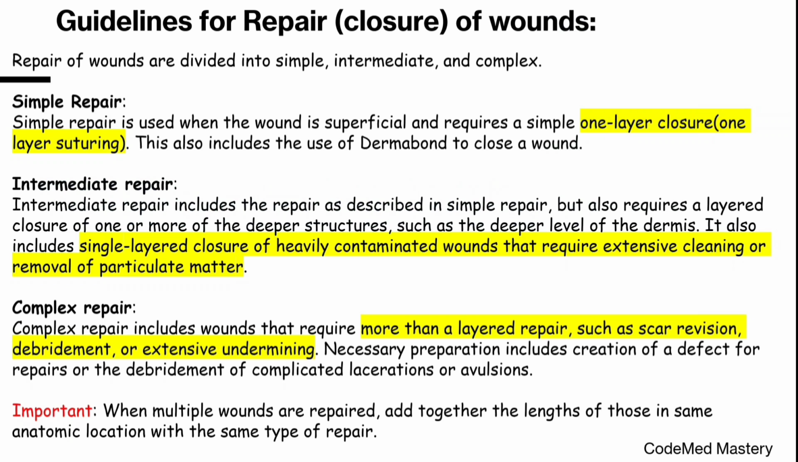Let us see the guidelines for repair, that is closure of wounds. Repair of wounds is divided into simple, intermediate and complex repairs. You can open your CPT manual page number 94, highlight the guidelines and also take notes. Let's start with simple repair.